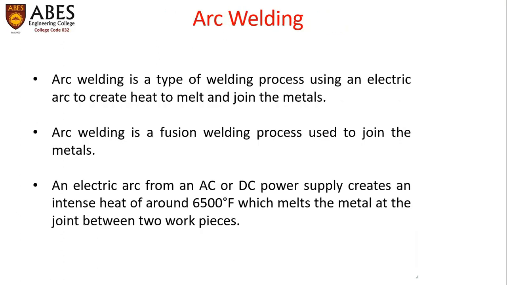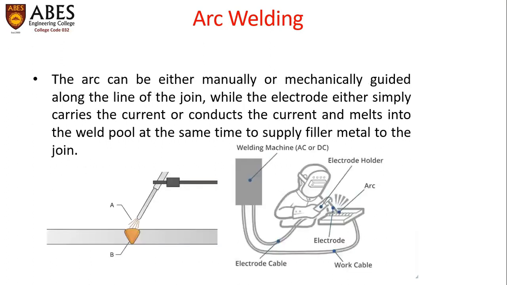Now, arc welding. Arc welding is a type of welding process using an electric arc to create heat to melt and join the metal. Basically, electric arc welding is a fusion welding. Arc welding is a fusion welding process which is used to join the metals. An electric arc from an AC or DC power supply creates an intense heat of around 6500 degrees Fahrenheit, which melts the metal at the joint between two workpieces.